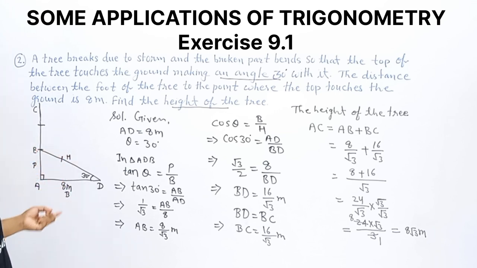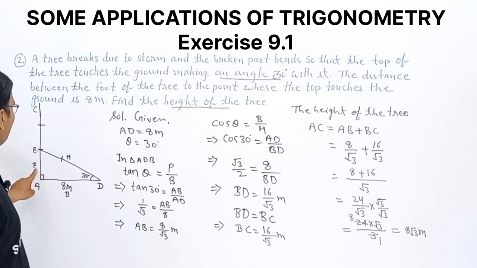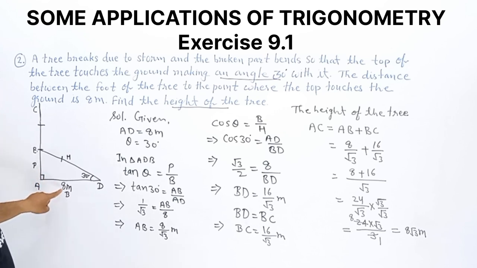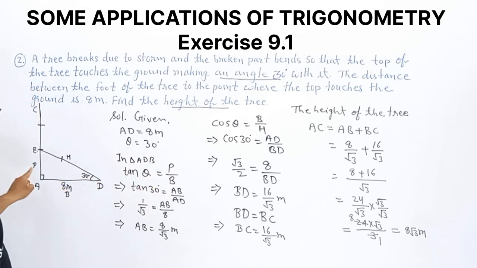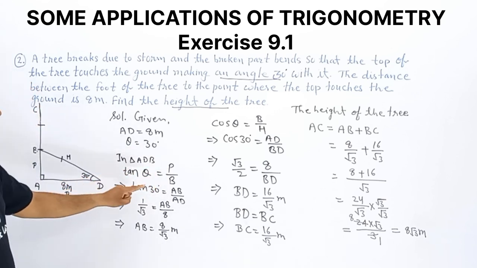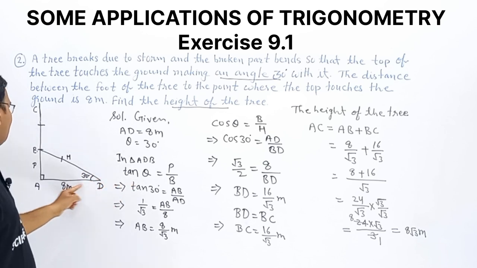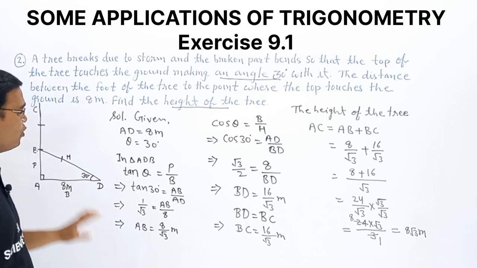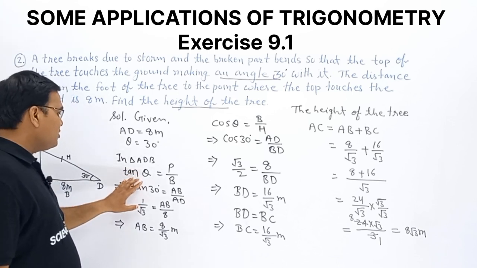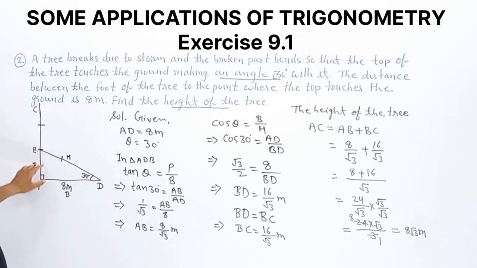How will we find them? We require the perpendicular, so we will use perpendicular upon base. In this triangle, tangent theta is perpendicular upon base, and theta is 30 degrees. AD is 8 meters. By using this trigonometric ratio, we get AB of the tree. This part we obtained. Now we require this one.